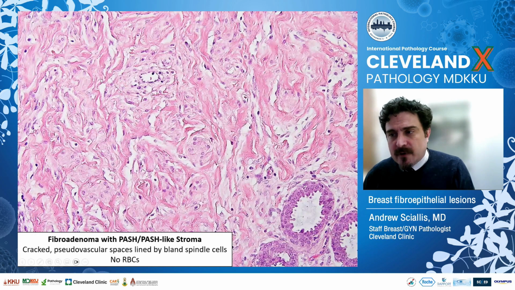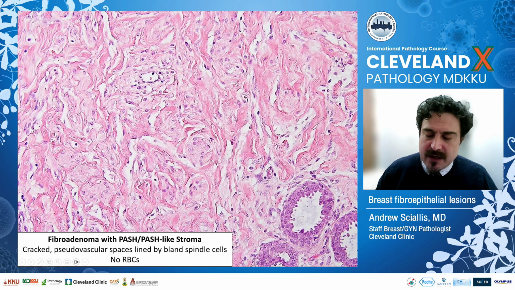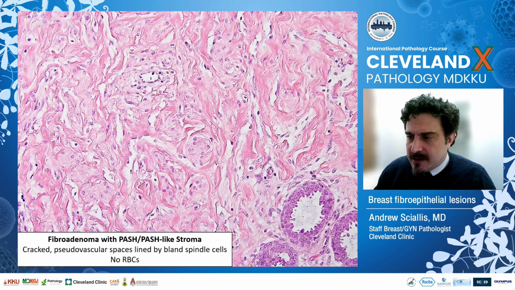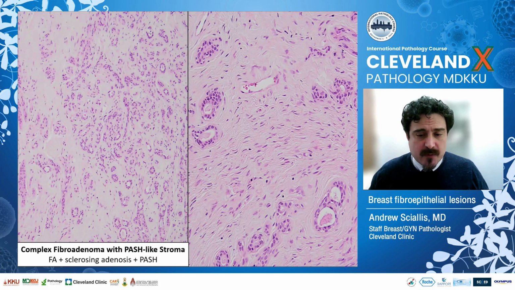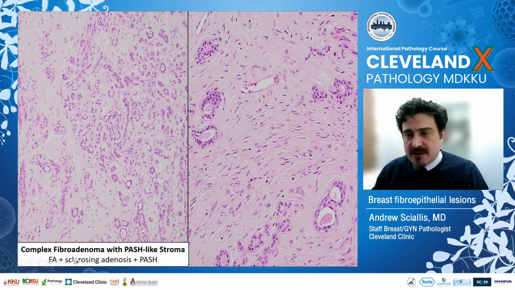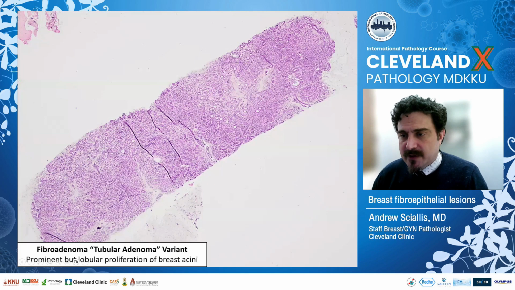Here we go again with the cracked pseudovascular spaces. Some areas look a little bit more plump, but that's something that can happen in PASH. And then there are cases in which you have complex fibroadenoma as well as ones with PASH-like stroma within the same lesion. Here we have sclerosing adenosis, and then ones that have this cracked pseudovascular spindle cell component associated with it.